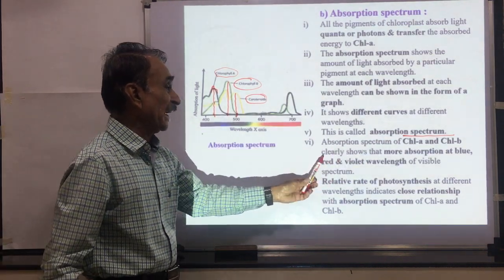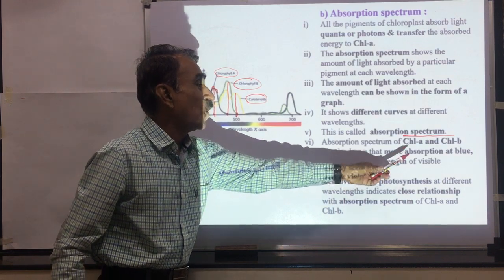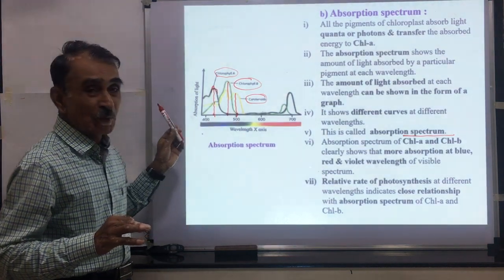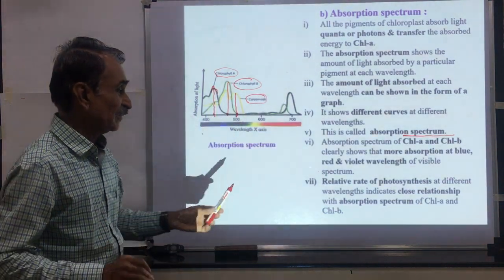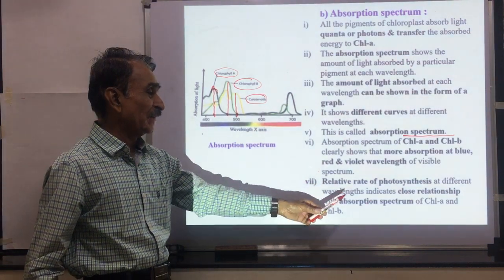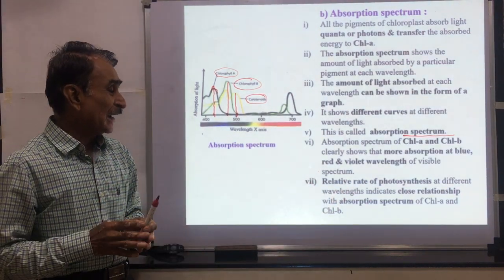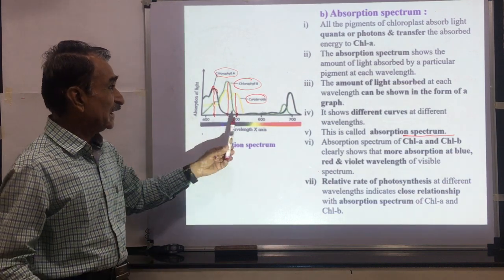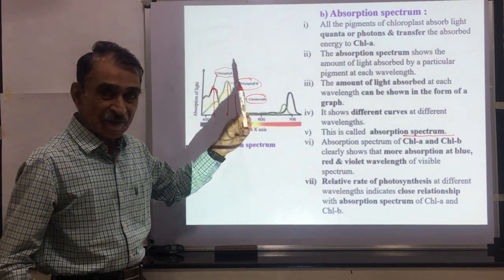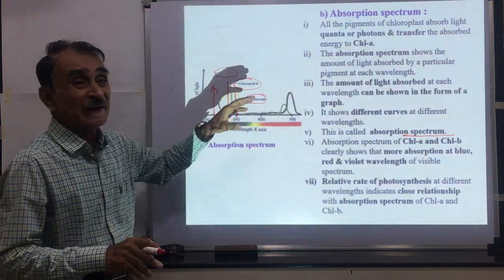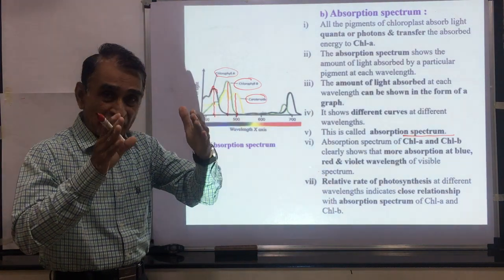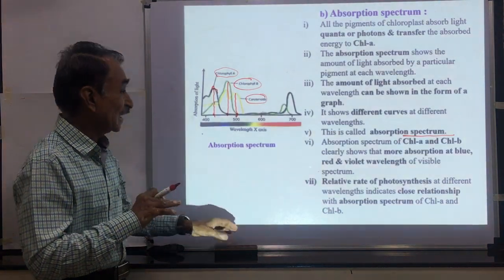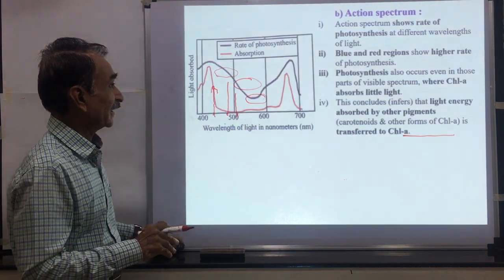The absorption spectrum of chlorophyll A and B clearly shows more absorption in the blue, red and violet regions of the spectrum. The relative rate of photosynthesis at different wavelengths indicates a close relationship with the absorption spectrum of chlorophyll A and B. The absorption spectrum shows the wavelengths at which different pigments absorb the maximum light energy.